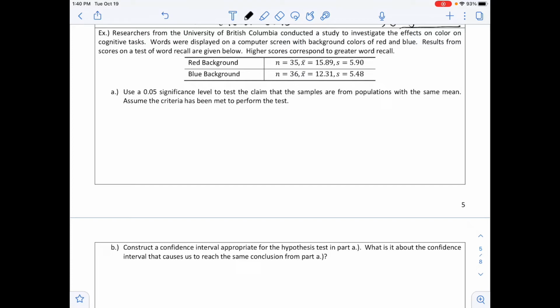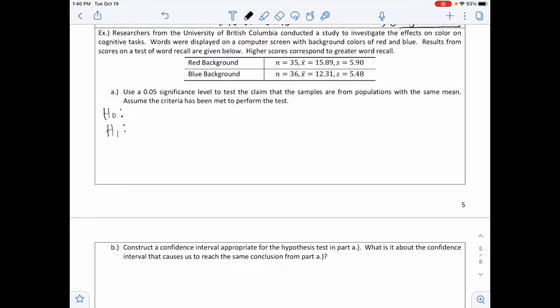Again, this is on word recall. Part A says use a 0.05 significance level to test the claim that the samples are from populations with the same mean. Assume that the criteria has been met to perform this test. So in order to do the test, we need to first set up H naught and H1, so our null and our alternative.